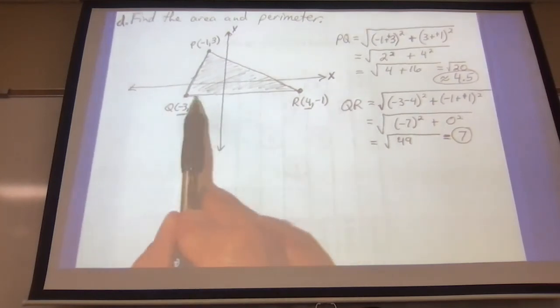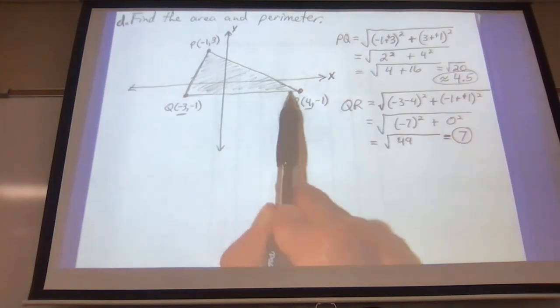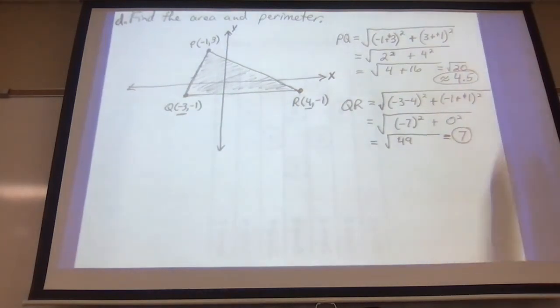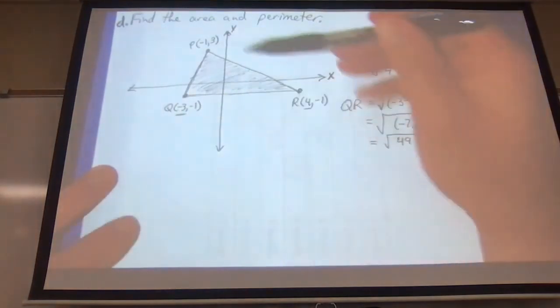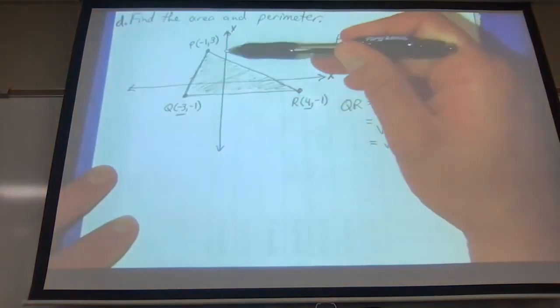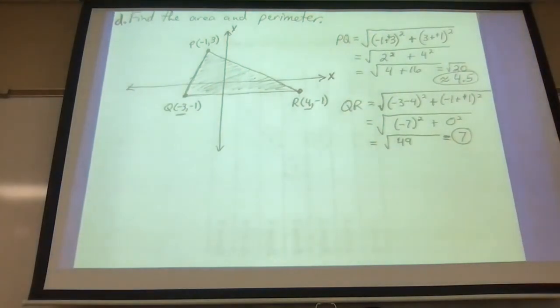7. You've got 3 units here to get to the y-axis, 4 units here. 3 plus 4 is 7. So if you get a horizontal line like this, you can just count boxes. If you get a vertical line going straight up and down, you can just count boxes. You wouldn't have to do the distance formula.